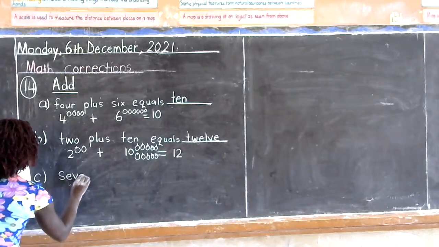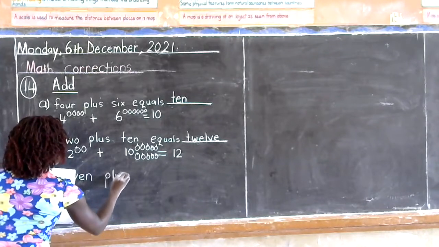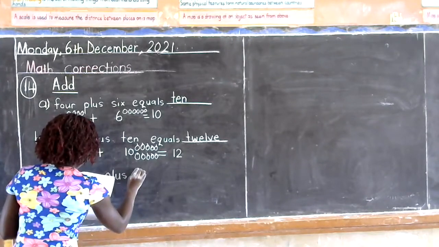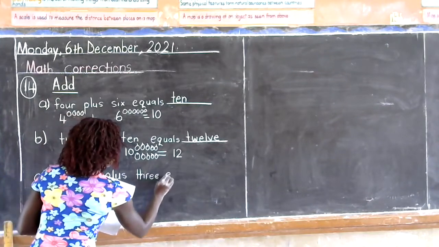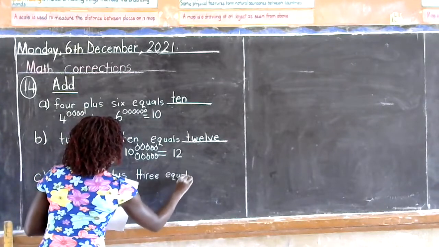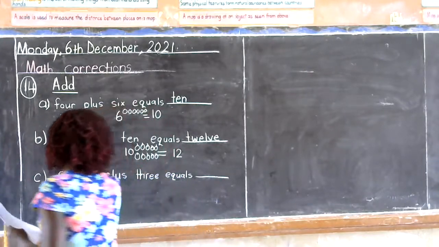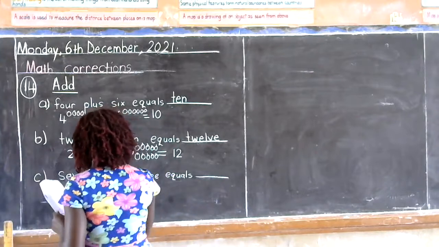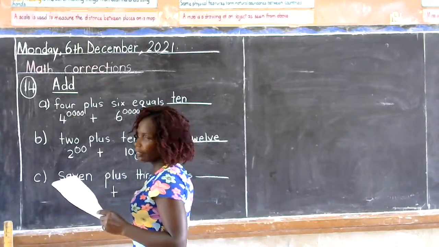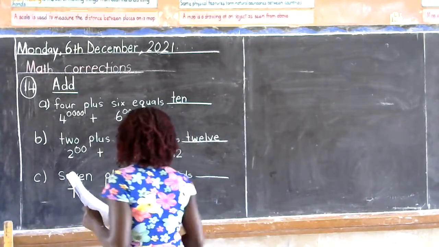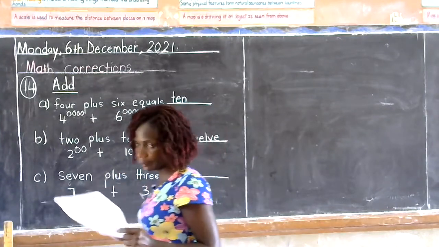7 plus 3 equals. Where the word 7 is, we put number 7. The word plus, we put the plus sign. Then where the word 3 is, put number 3. Where the word equals is, we put the equal sign.